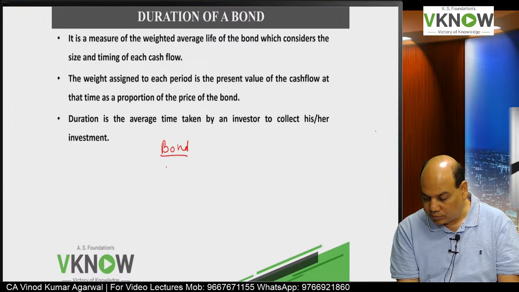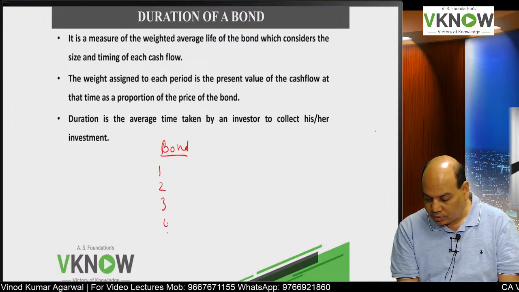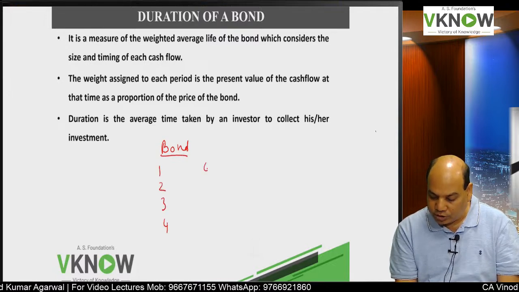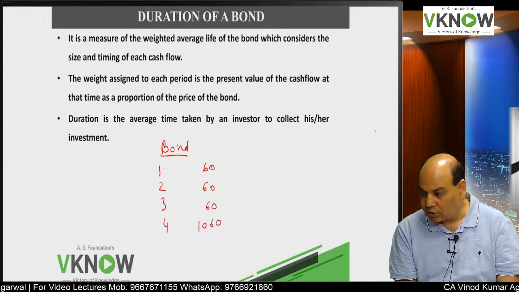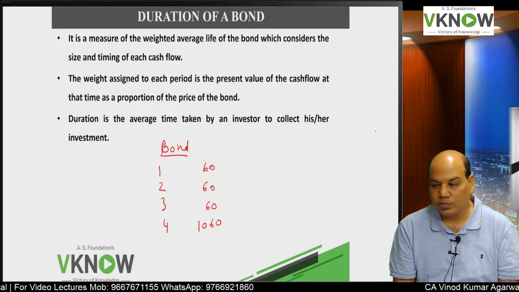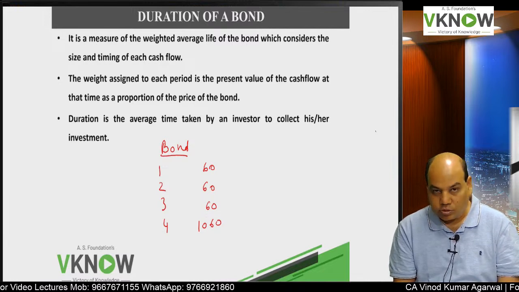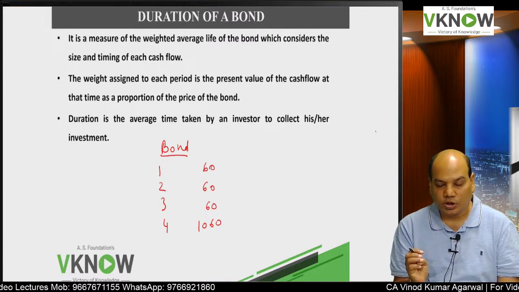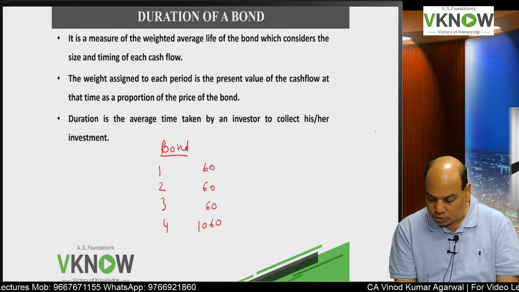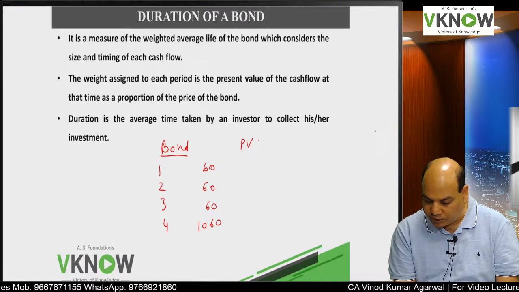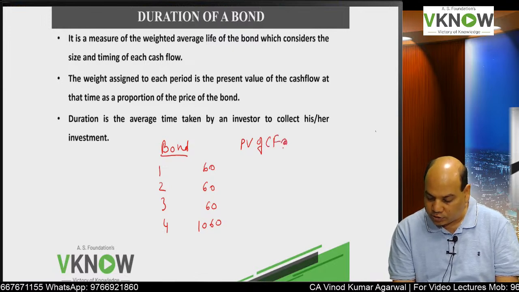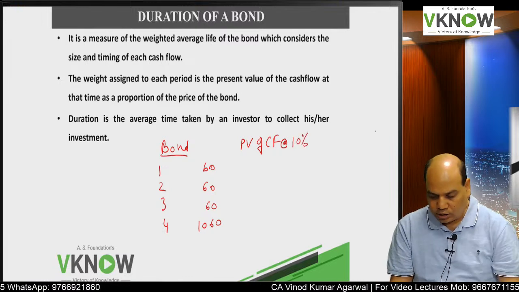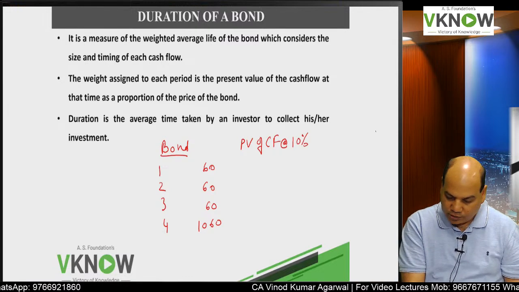Suppose this is a bond. It has 4 years maturity. It pays you coupon, and in the last year it pays you coupon plus redemption value, and they ask you to compute the duration of the bond. So what you will do, first you will compute the present value of the cash flow. Let us say the discount rate is 10%. So you will help me with the present value.